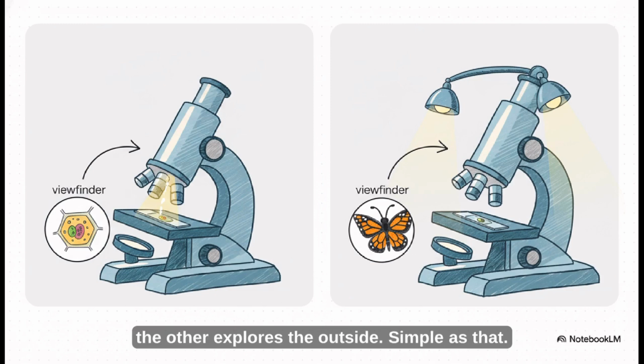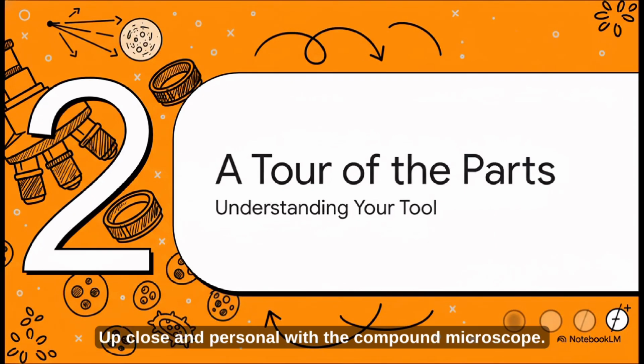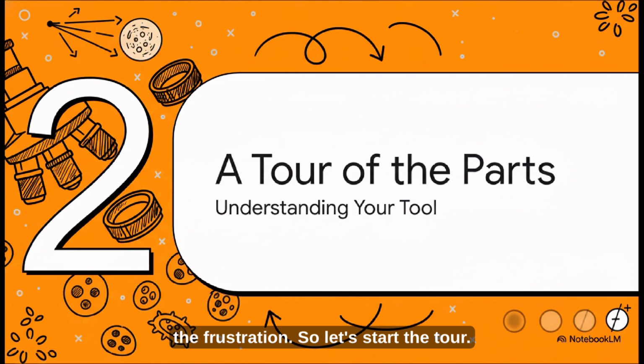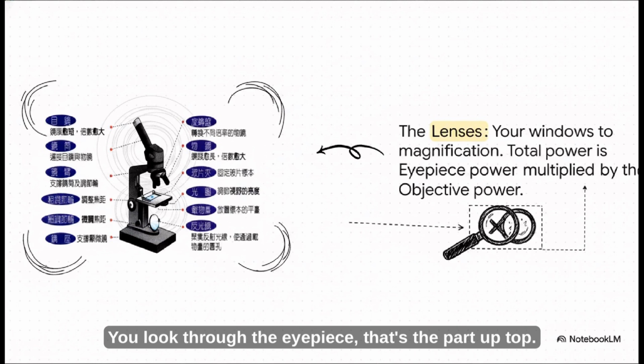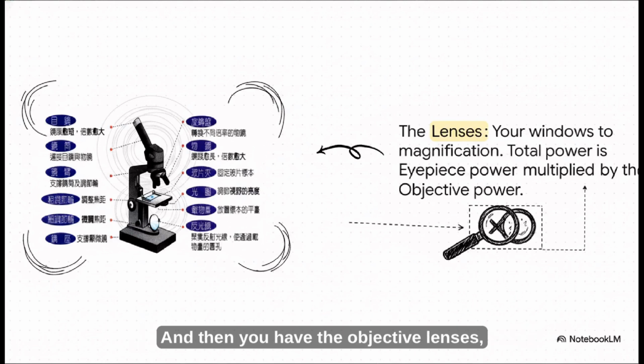Simple as that. Okay, time to get up close and personal with the compound microscope. Knowing what each little part does isn't just trivia. It's totally essential for getting a perfect image without all the frustration. So let's start the tour. Everything, and I mean everything, starts with the lenses. You look through the eyepiece, that's the part up top. And then you have the objective lenses, the ones that rotate right above your sample.